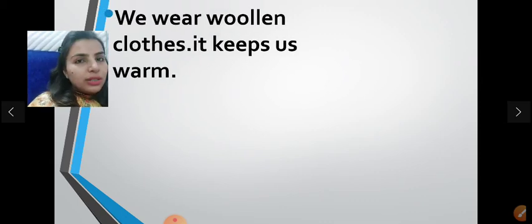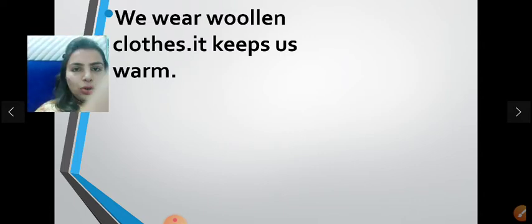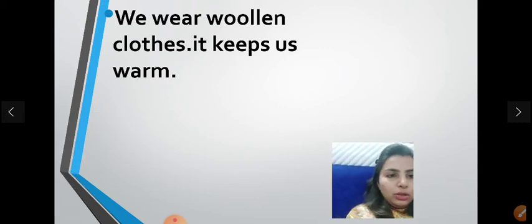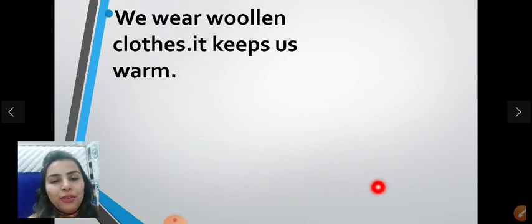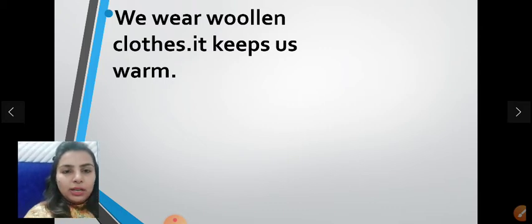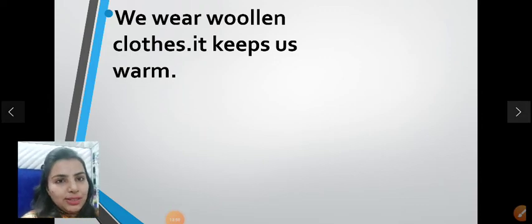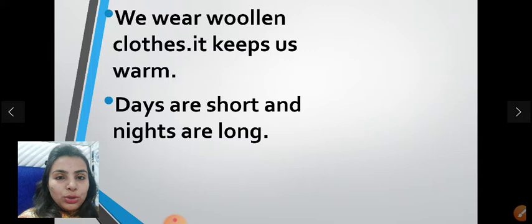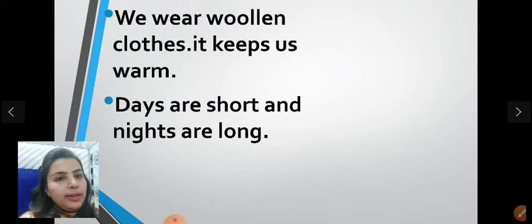We wear woolen clothes. It keeps us warm. What do we wear at the time of winters? We wear woolen clothes at the time of winters and it keeps us warm throughout the winters. What are the woolen clothes we wear? Scarves, mufflers, caps, gloves, sweaters, warm inners and warm shoes.